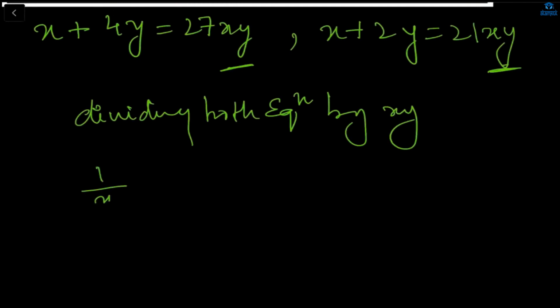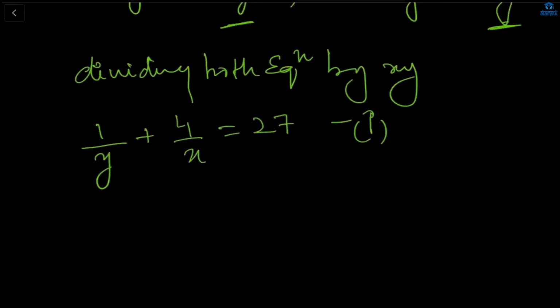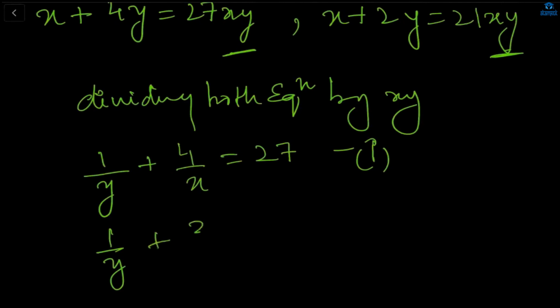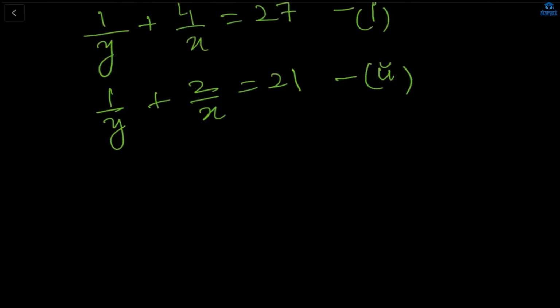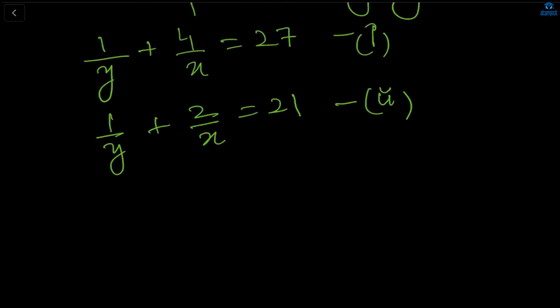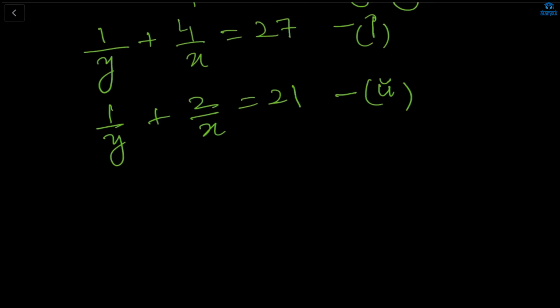upon y, plus 4 upon x is equal to 27. Understood? Now this is your first equation. Now the second one, if you divide, again 1 upon y plus 2 upon x is equal to 21. This is your second equation. Now the equation that you have got is again not in the proper format of a linear equation. It is in the form of 1 upon x, 1 upon y.